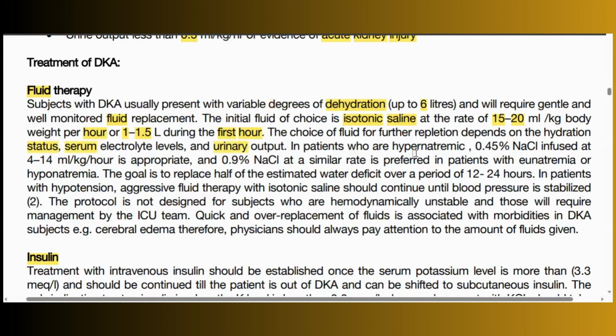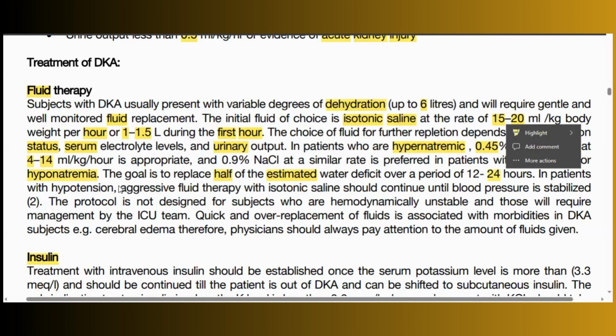In patients who are hypernatremic, 0.45% NaCl infused at 4 to 14 ml per kg per hour is appropriate, and 0.9% NaCl at a similar rate is preferred in patients with eunatremia or hyponatremia. The goal is to replace half of the estimated water deficit over a period of 12 to 24 hours.